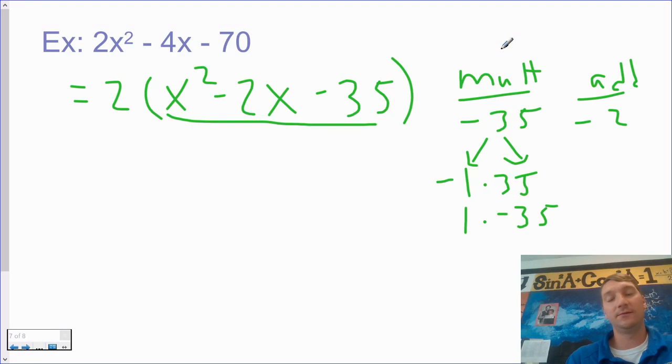Not divisible by 2 or 3 or 4, but it is 5. So I could do negative 5, 7, 5, negative 7. We want the ones right here. So negative 5 plus 7 will give you 2. That's not what I want. 5 and negative 7 gives you negative 2. That is what I want.